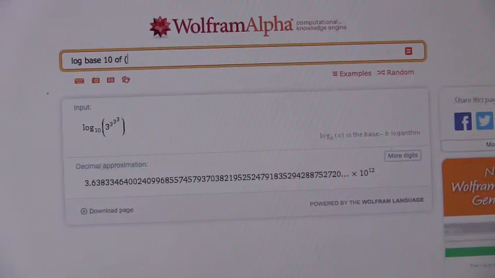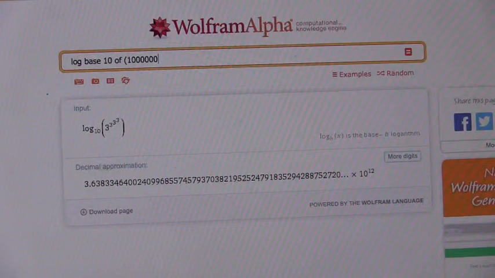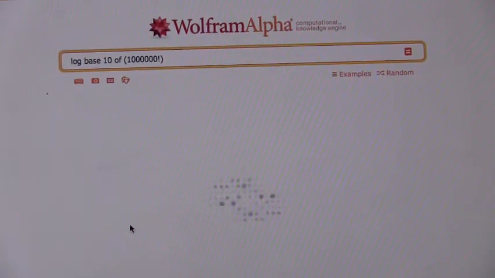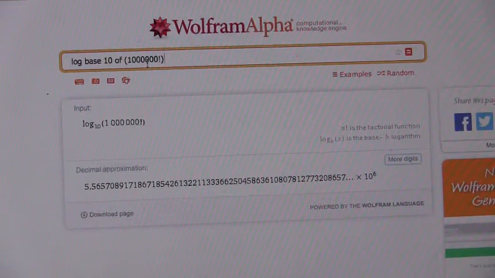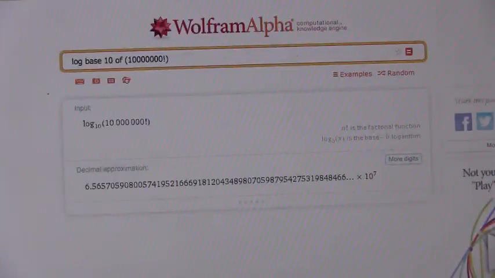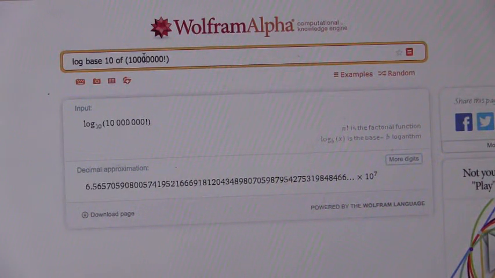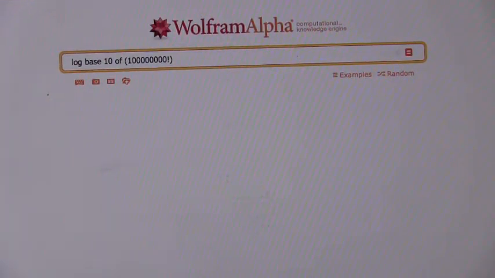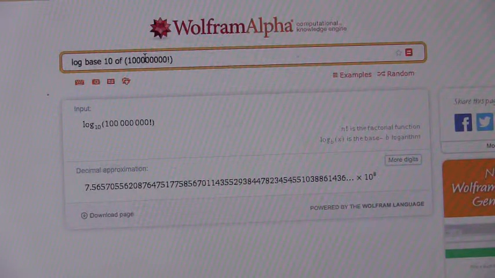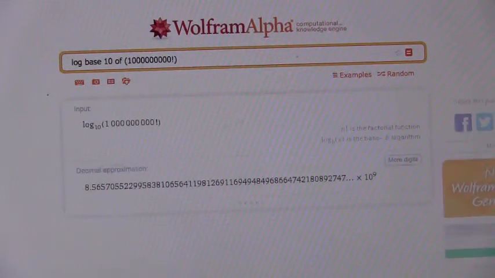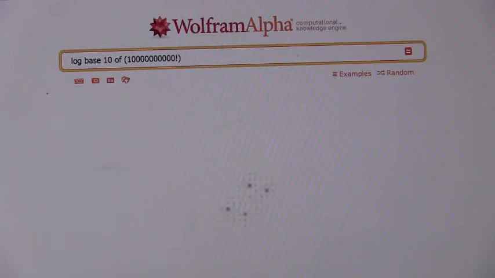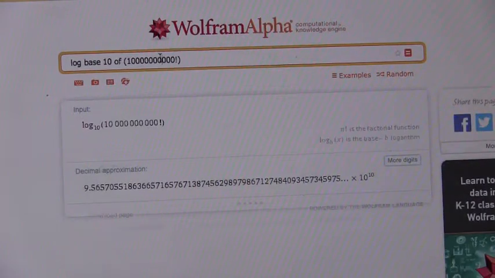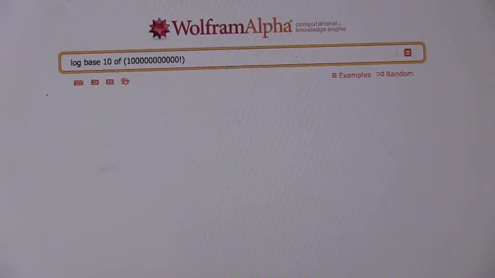I'm not sure if Wolfram Alpha can do 1,000,000 factorial. Let's see if the number of digits is bigger than 3.6 times 10 to the 12th. No. 10 million factorial? No. 100 million factorial? No. 1,000,000,000 factorial? Still the digits is 10 to the 9th. We've got to get to 10 to the 12th. 10 billion factorial, 10 to the 10th. 100 billion factorial.